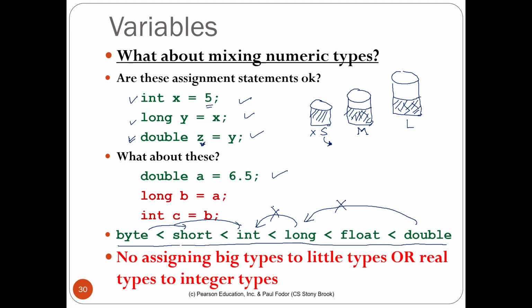involving numeric data. There's an order. So as long as you are following the order and you are doing the assignment from the smaller type to bigger, you are good. So here's the rule. No assigning big types to little types or real type to integer type. So from integer to real you can do, right? So long to float you can do, long to double you can do. So integer to real you can do, but from real to integer it is not allowed. From float to double you can, from float to long you cannot do, from double to long you cannot do.